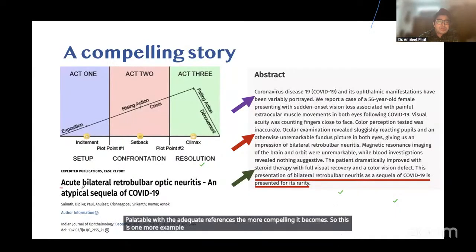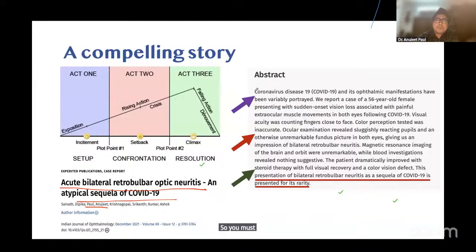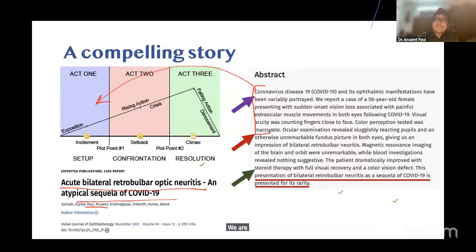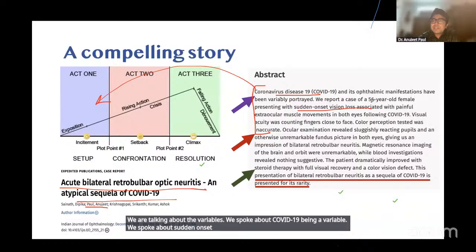We were the first to report bilateral optic neuritis as a sequela of COVID-19. This was the first paper of its kind. We did not know exactly that COVID-19 can cause something like this. So you must notice over here, the purple portion represents Act 1. What are we doing in the purple portion? We are talking about the variables. We spoke about COVID-19 being a variable. We spoke about sudden onset vision loss in a 56-year-old female being a variable. We documented the findings.